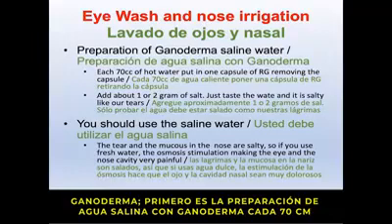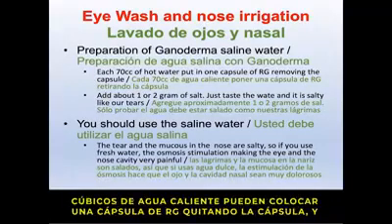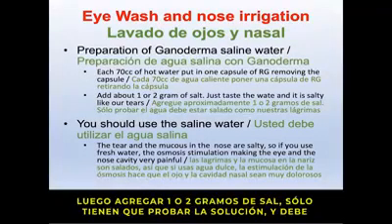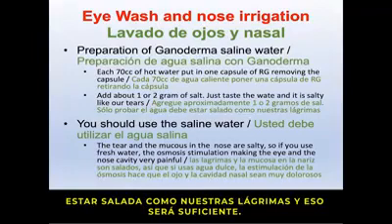Now, first, the preparation of the Ganoderma saline water. For each 70 cc of hot water, you can put in one capsule of algae, removing the capsule. Then add about one or two grams of salt. Taste the water, and it should be a little bit salty. Now taste, and then it is good.